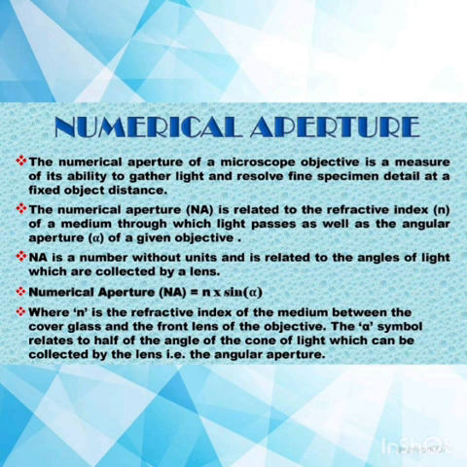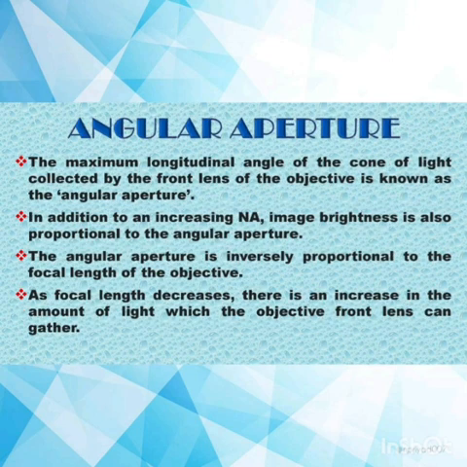Number 1, increasing the refractive index, that is small n. This can be done by adding oil to the object. As I have told you, whenever we are using immersion oil, then the small n value is approximately 1.51 instead of 1. And number 2, increasing the angle of light coming from the object, that is the mu.